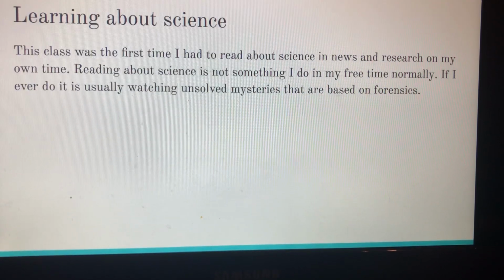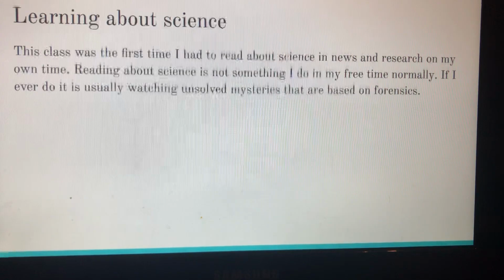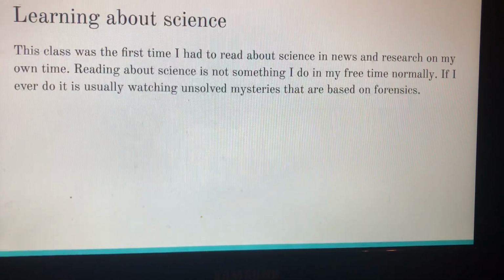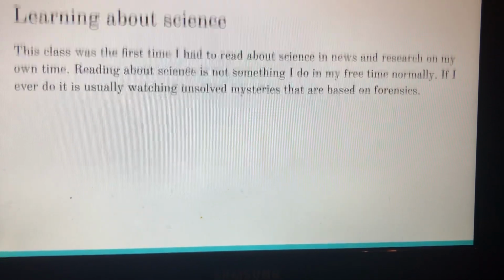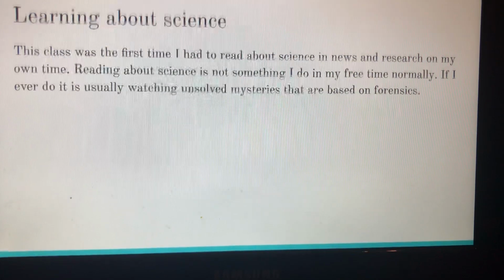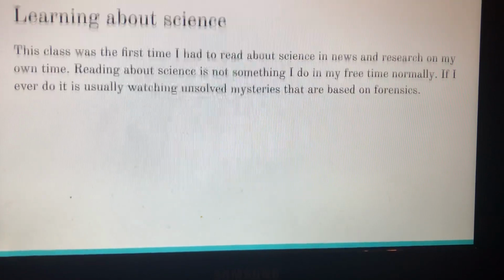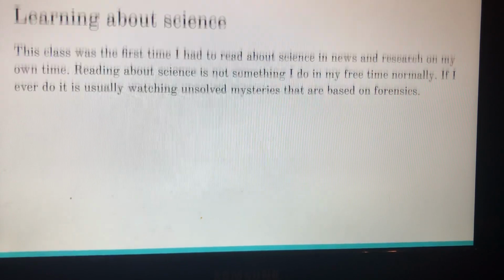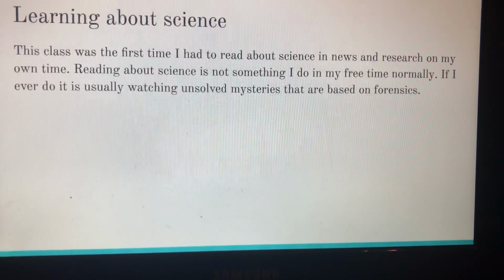Learning about science. This class was the first time I really had to read in science or about science and news and research on my own time. Reading about science is not something I do in my free time normally. If I ever do, it is usually watching an unsolved mystery that are based on forensics. These are interesting to me because I want to go into forensics. I want to major in it when I go to my 4-year college. I've always had an interest in forensics. I have since 6th grade, and only being a junior in high school, I don't really keep up with the news anyways.